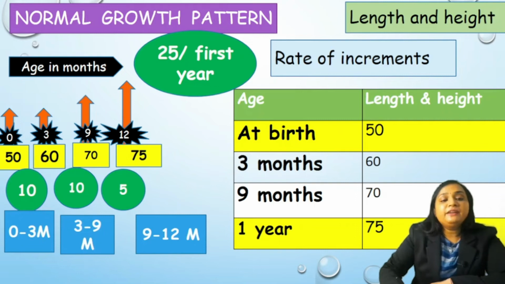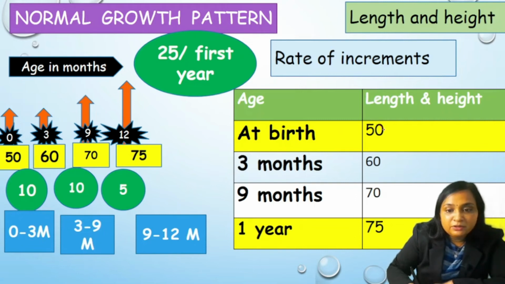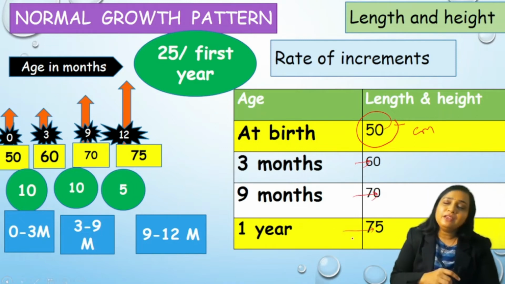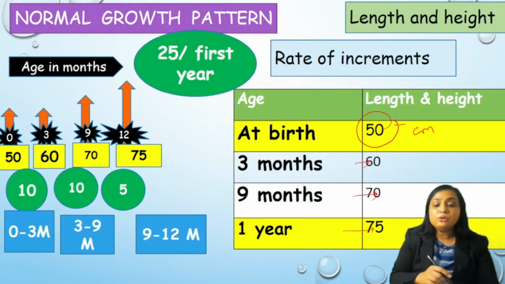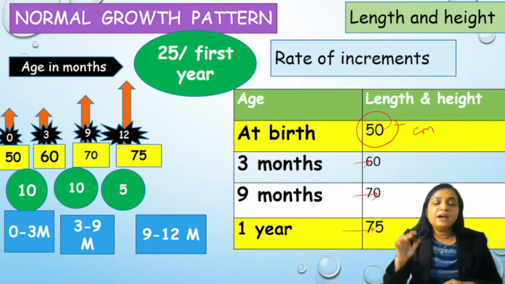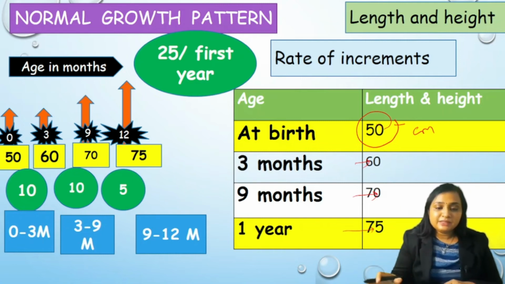So again, we'll start at the time of the birth. At birth, the average Indian baby's length is 50 centimeter. At 3 months it is 60. At 9 months it is 70, and at 1 year 75. You can combine both the things we have remembered for weight also. Similarly, you can remember this also. At birth the height is 50, 3 months 60, 9 months 70, and 1 year 75.